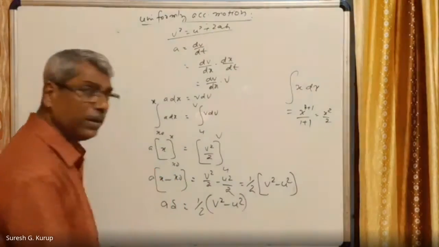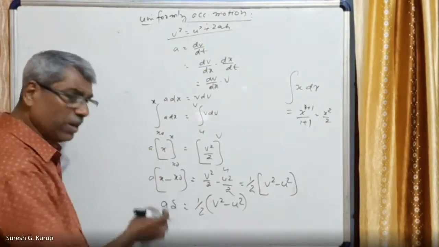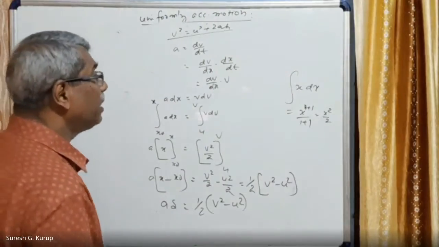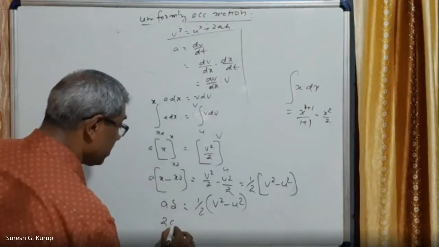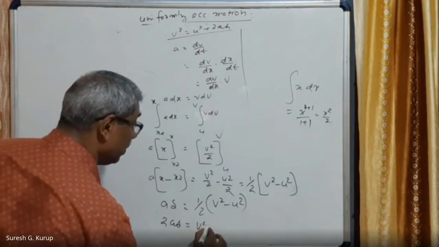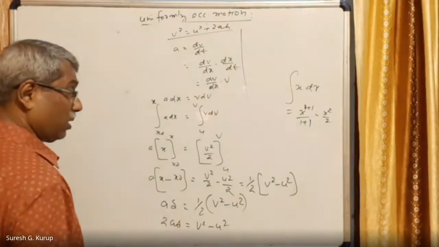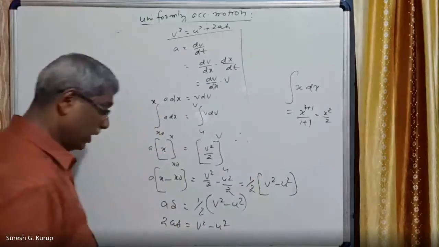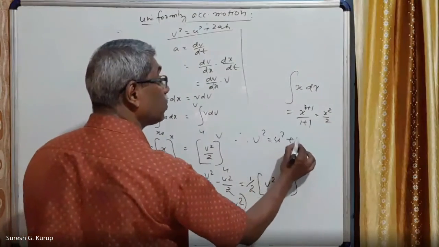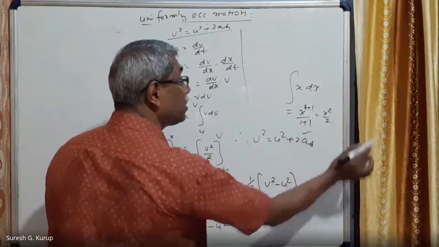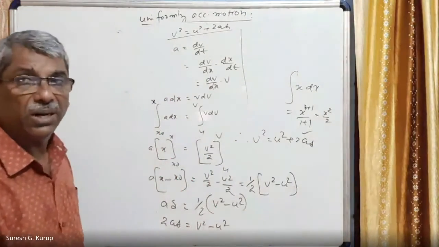Very simple and interesting. Then cross multiplying it, what will you get? After cross multiplying, you will get 2as is equal to v square minus u square. Therefore, this final one I am writing: v square is equal to u square plus 2as. So this is the equation derived.